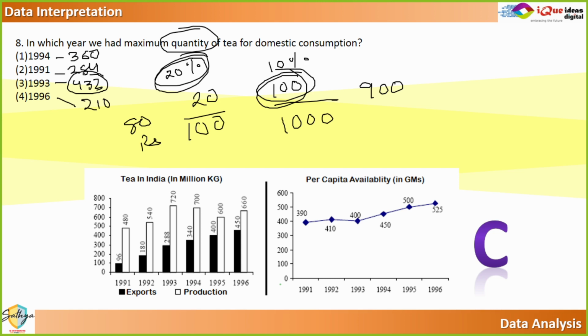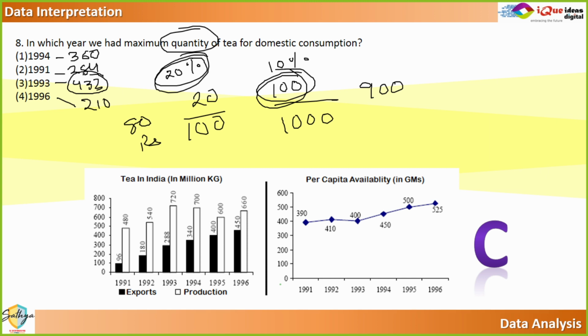We are looking at absolute numbers, not percentages. We don't have to look percentage wise, we have to look number wise. So simply the difference of production and export will give you the local availability.